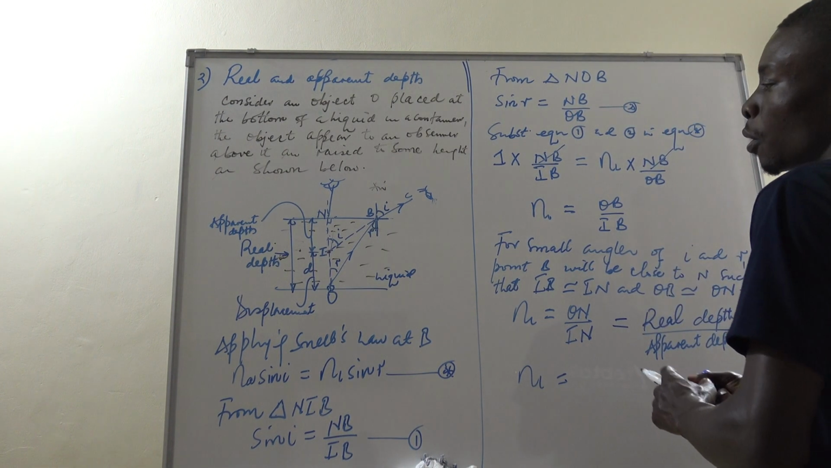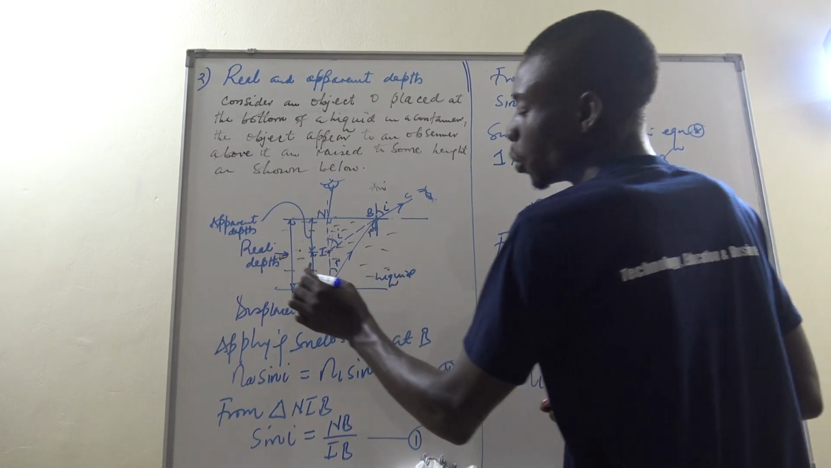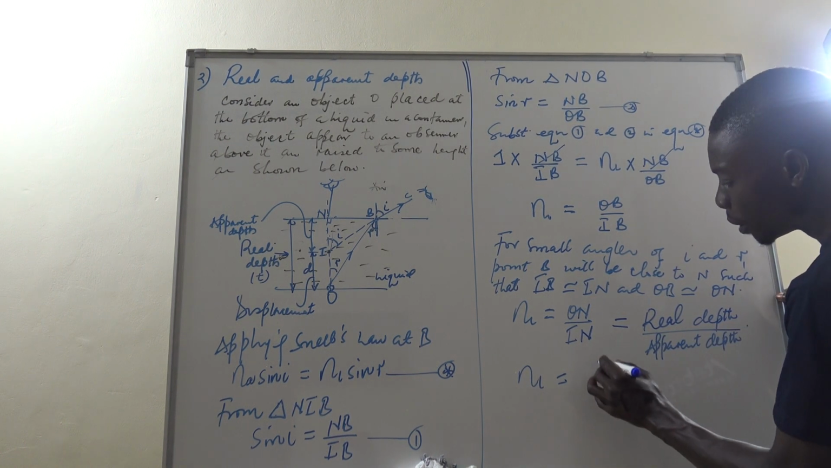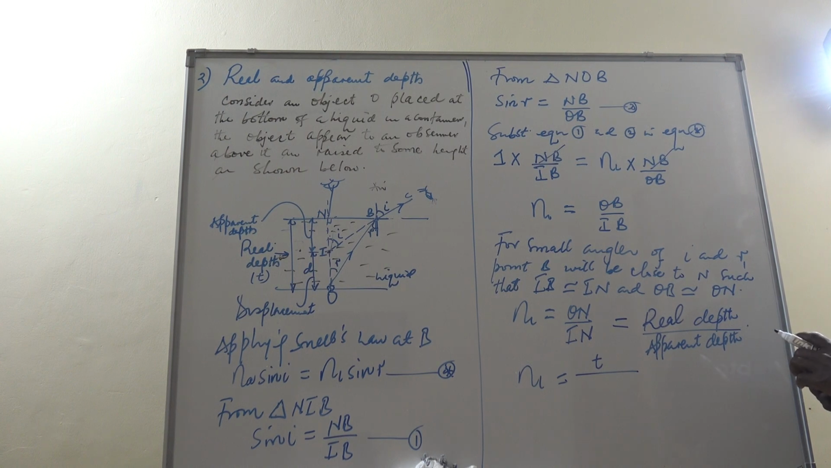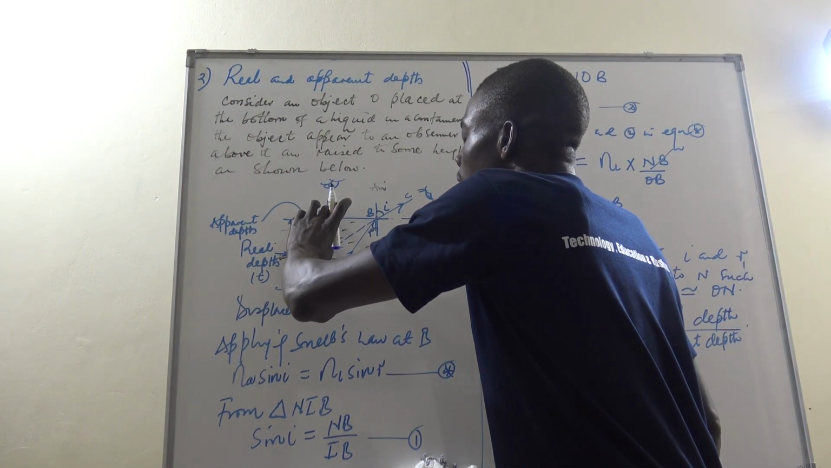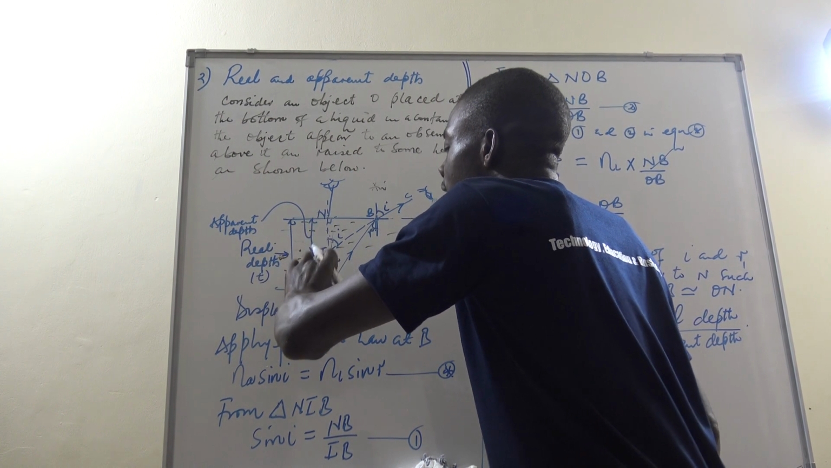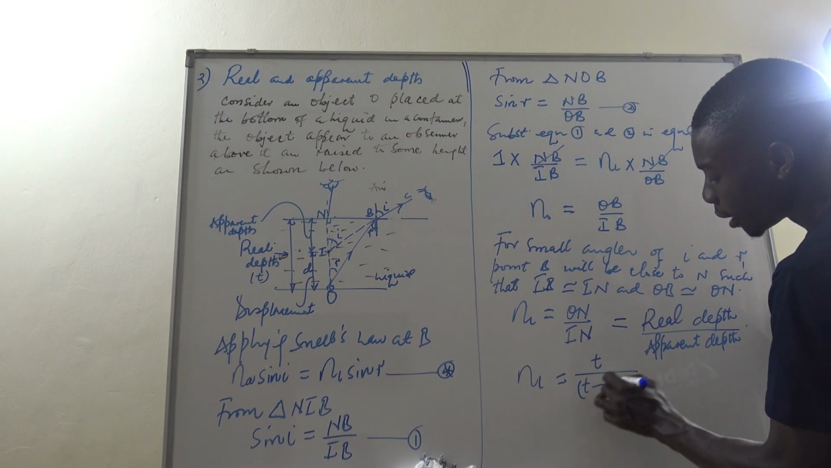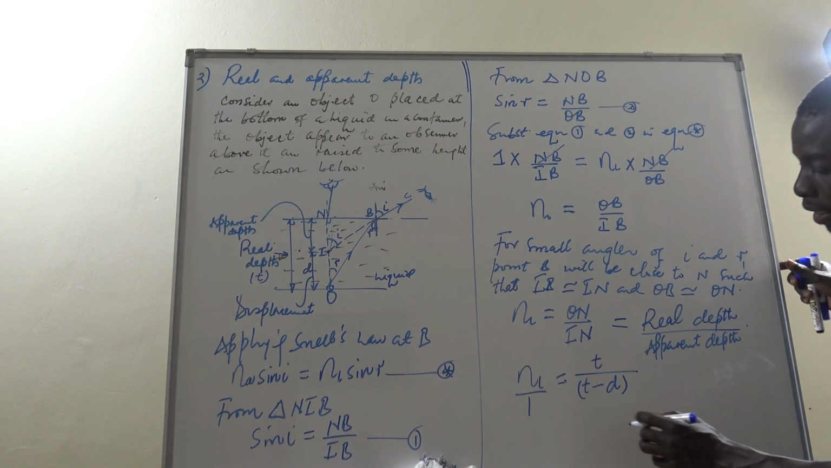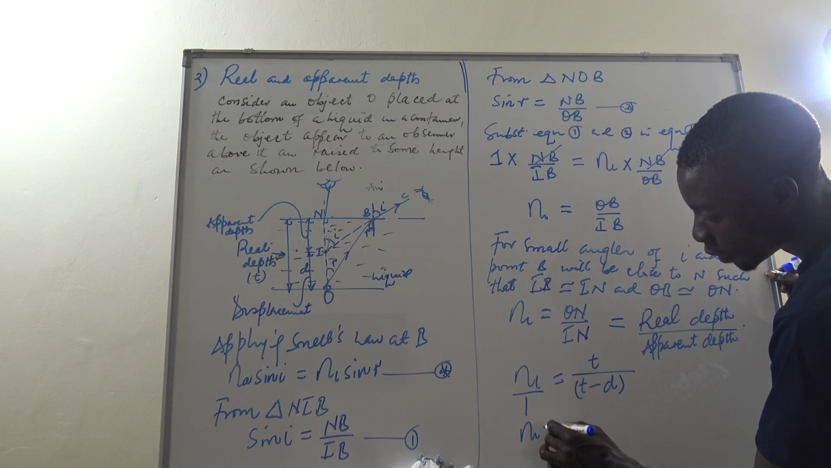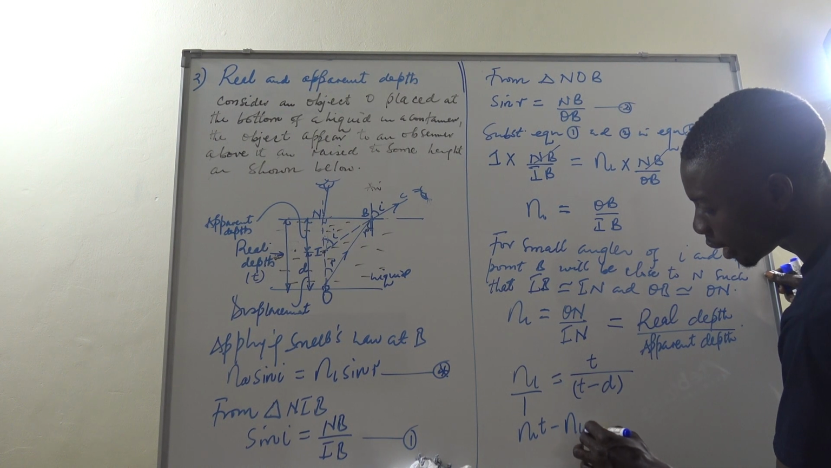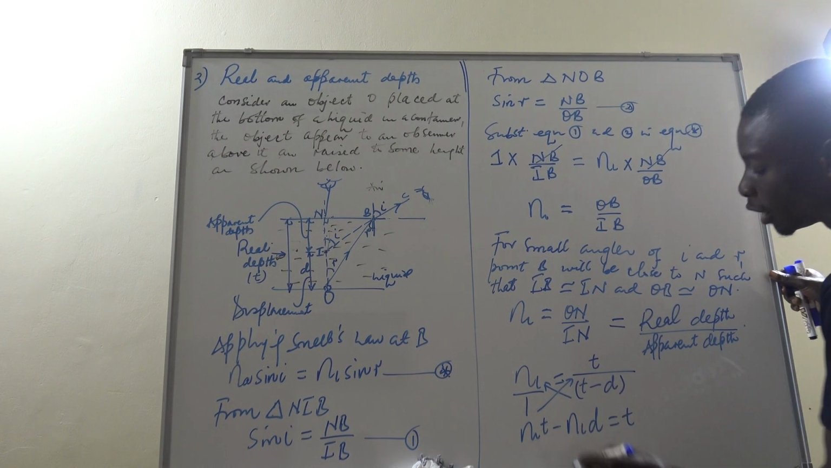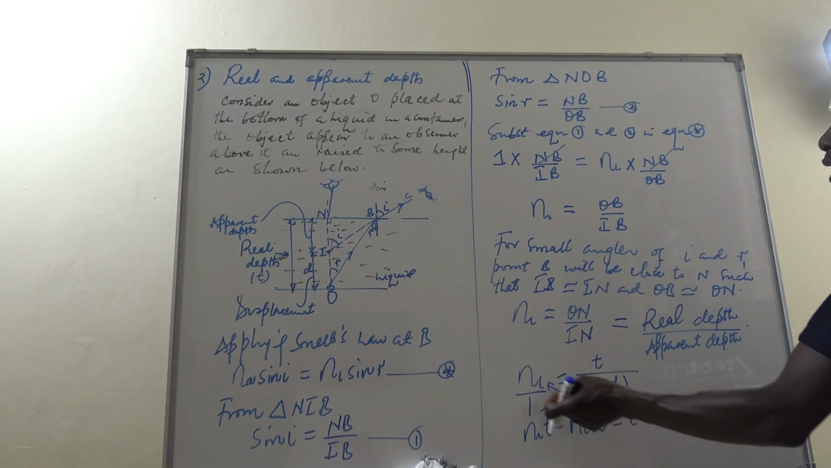What is our real depth? Let me call my real depth T. Real depth T. And then it will be T out of apparent depth. Apparent depth is this, therefore it will become T minus D. So it will be T minus D. Okay? And now from here, I can decide to cross multiply, and I have N_L times (T minus D) equaling T. That is if I make the decision of cross multiplying and opening the bracket: N_L T minus N_L D.